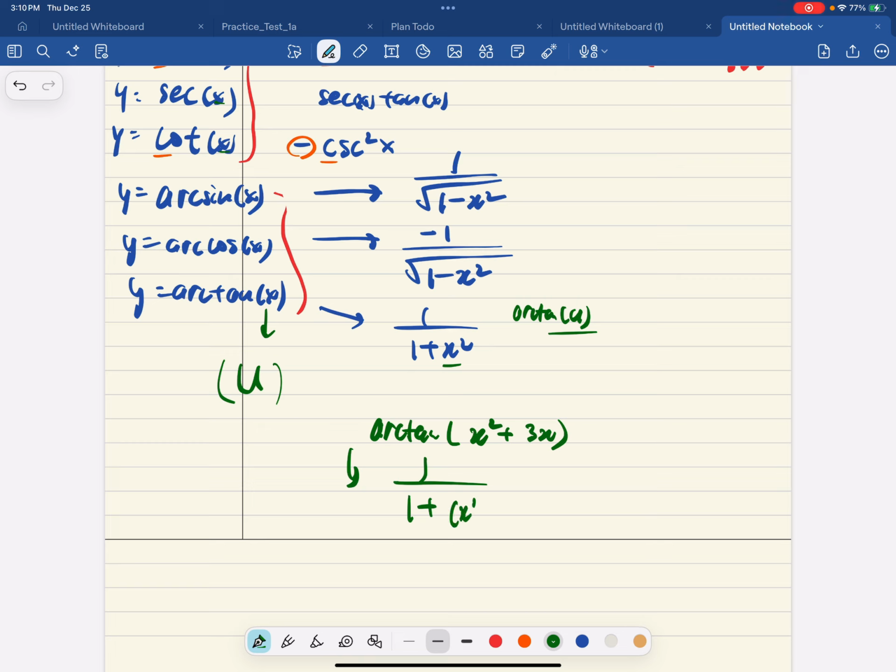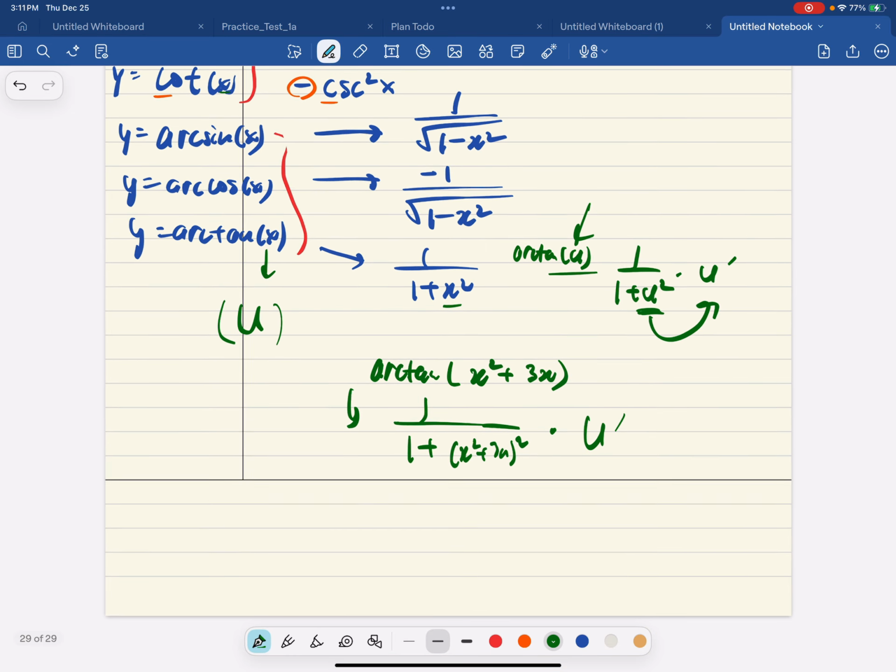So x to 2 plus 3x squared. But you also have to multiply that by u prime. So basically the rule becomes 1 over 1 plus u to the 2 times u prime. It's multiplying by the inside, whatever the function that was plugged into it, primed. So the derivative of it.